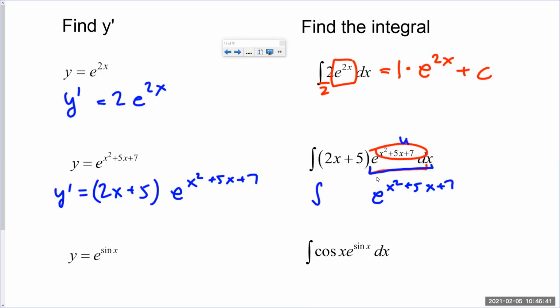Okay. What is the integral of e to the u? It's e to the u, but don't forget, you have to divide by u prime. You have to divide by u prime, and your x's have to cancel out. So here's u. What's u prime? 2x plus 5. So everything else sitting next to this e has got to divide out.